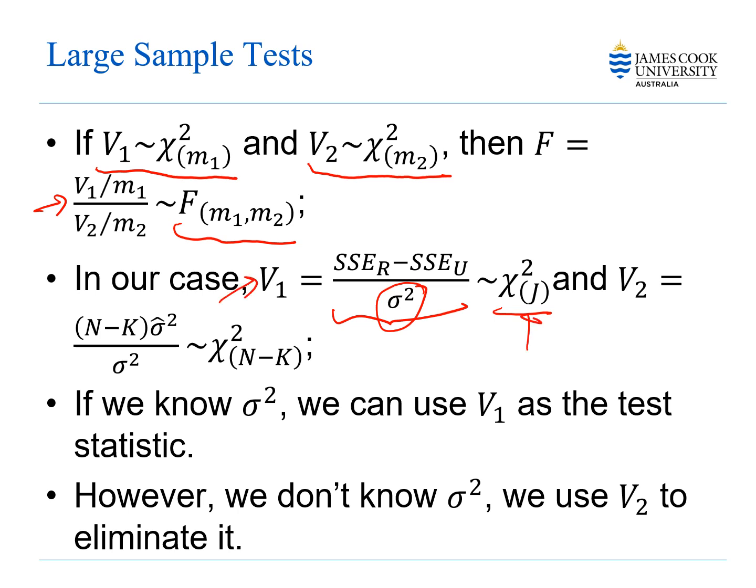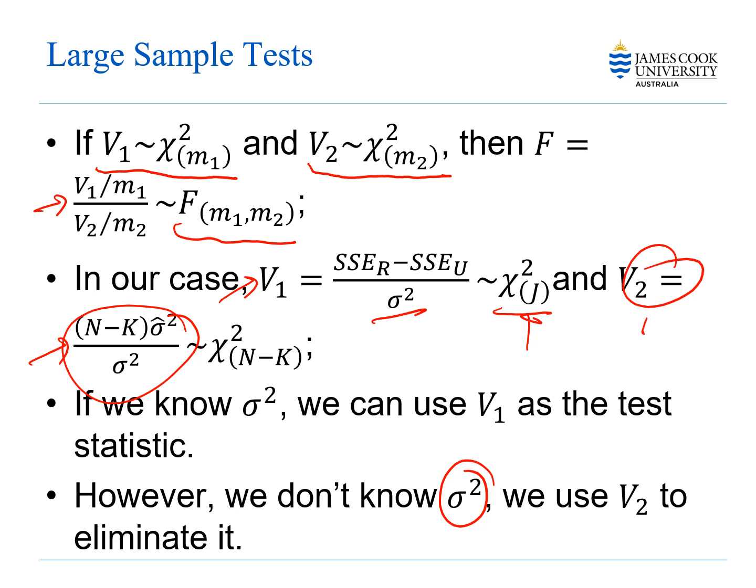That's our V1. V2 is the sum of squared errors of the unrestricted model divided by sigma squared, and that is chi-square distributed with degrees of freedom n minus k. If we knew sigma squared, then we wouldn't need V2 at all. We could use V1 to do a chi-square test. However, we don't know sigma squared, so we use V2 to eliminate sigma squared, getting an F-test. That's exact because we assume in MR6 that the error terms are normally distributed.